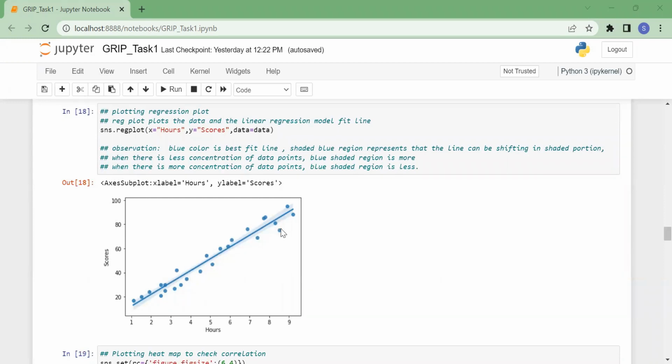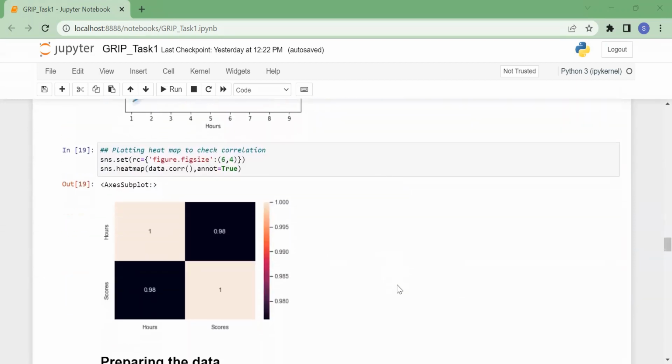The shaded blue represents that the line can be shifted in the shaded direction. In portions where there is less concentration of data points, the blue shaded region is more. When there is more concentration of data points, the blue shaded region is less. Then I plotted a heat map.